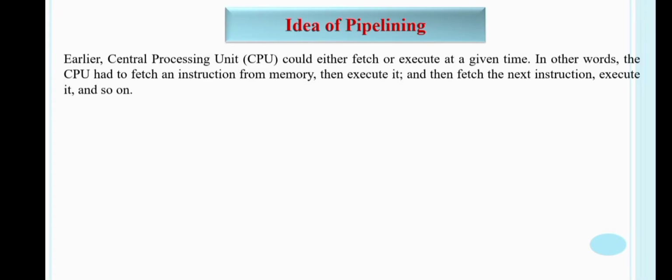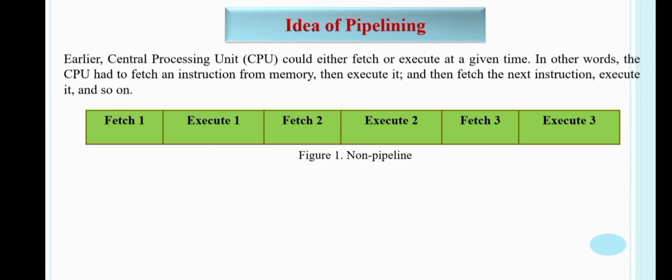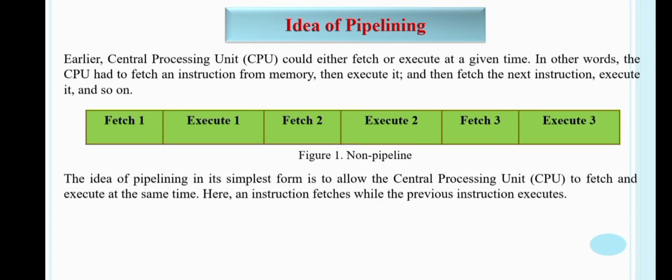Earlier, the central processing unit could either fetch or execute at a given time. In other words, the CPU had to fetch an instruction from memory, then execute it, and then fetch the next instruction, execute it, and so on. This is the diagram of non-pipeline.